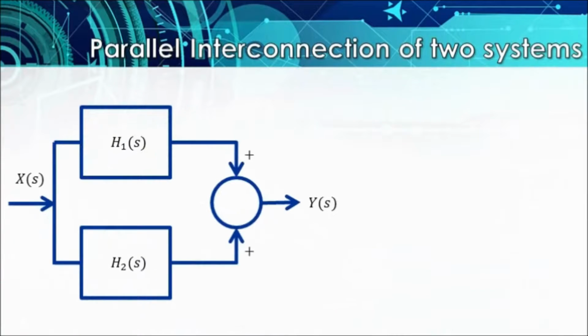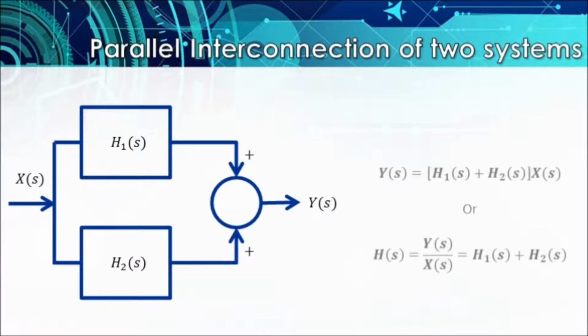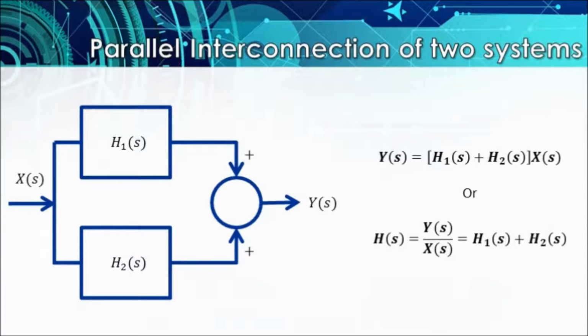First, a parallel interconnection of two systems with transfer functions H1(s) and H2(s), with a single input X(s) and single output Y(s), as shown in the figure, can be represented as Y(s), which is equal to the sum of the two transfer functions multiplied by input X(s), or H(s), where H(s) is the overall transfer function of H1(s) and H2(s).